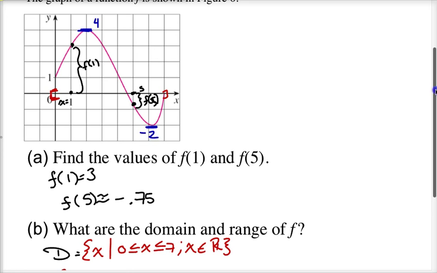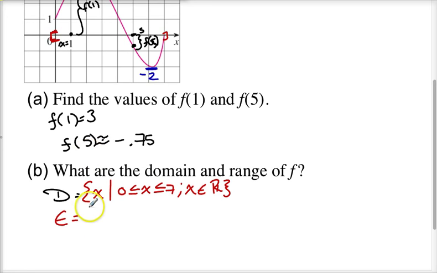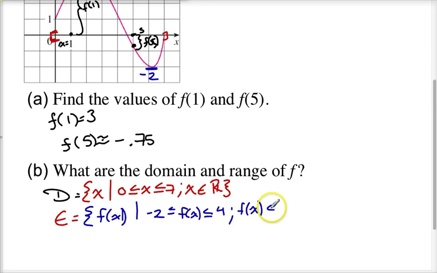Okay? And so what I can say is that the range is going to be the set of all outputs f of x such that, and we go in numerical order, so -2 is less than f of x, which is less than or equal to 4. And again, we have to assign it a value, so I'm going to say that f of x is in the reals.